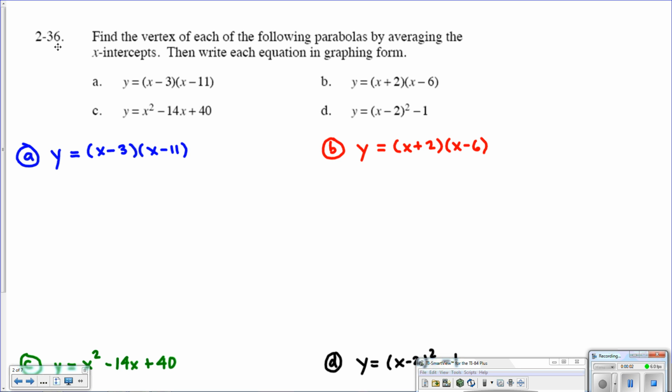All right, problem 2-36. Find the vertex of each of the following parabolas by averaging the x-intercepts. Then write each equation in graphing form. All right, this is a little throwback to Algebra 1. This was emphasized in Algebra 1 if you took Algebra 1 here at our school. So we have our first problem here. We have a function. This is a quadratic function, and it's written in factored form.